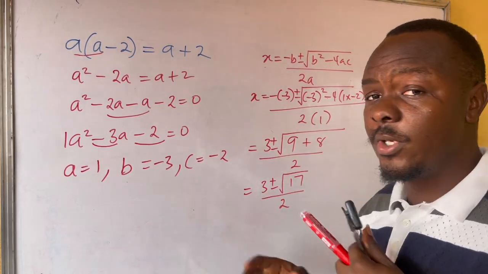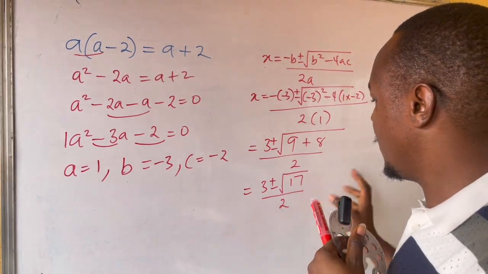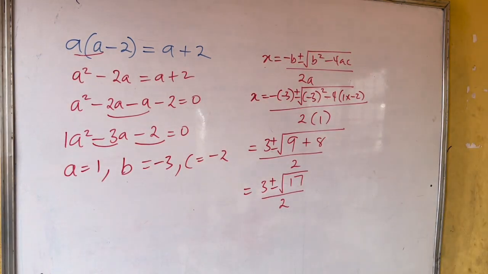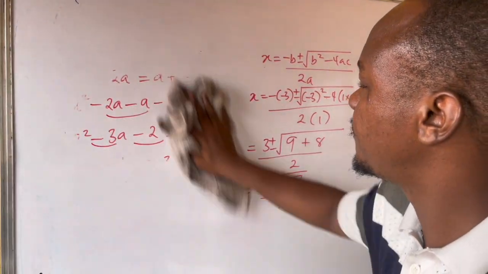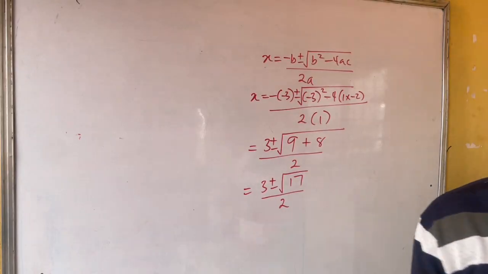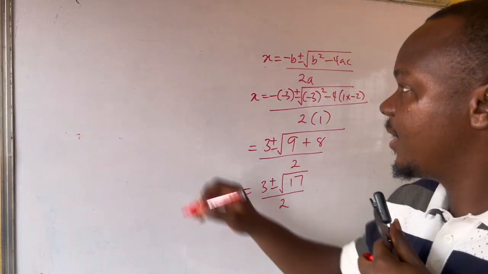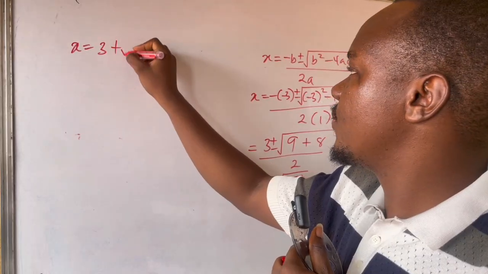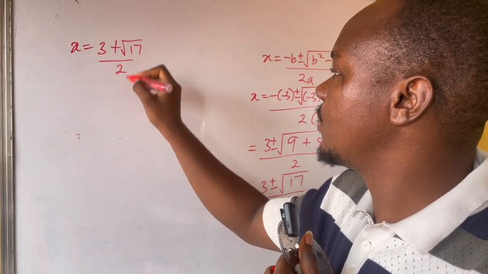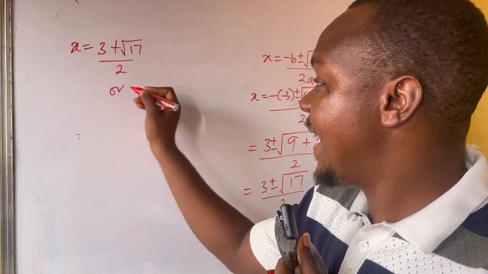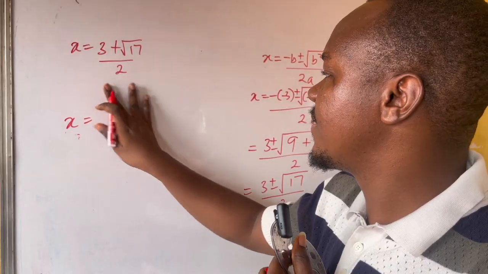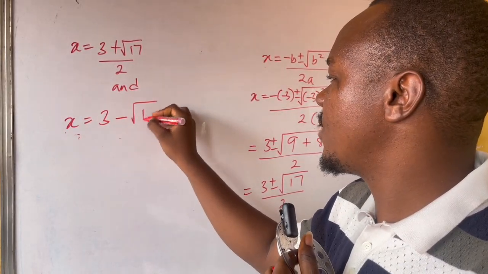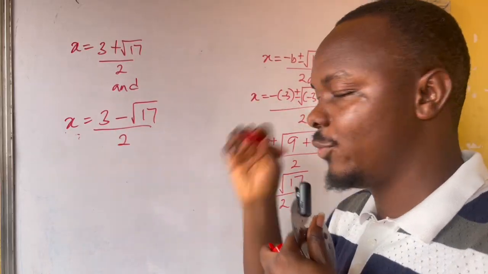That's going to be plus 8, over 2, which will give you 3 plus or minus the square root of 17 over 2. Again, we're going to leave our answers in short form. So we can just leave our answer like this, or you could take it this way and say x is 3 plus root 17 over 2, or x is 3 minus root 17 over 2.